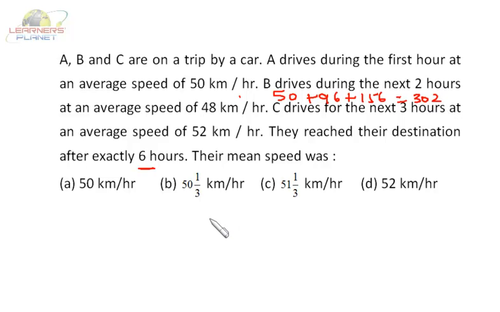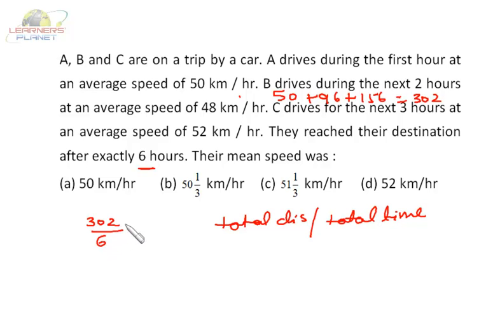Okay. So average speed is total distance by total time. So it's 302 by 6 hours. Okay. So it's 50 point something. And there is only one option. It's actually 152 by 3, or we can say 151 by 3. So it's 151 by 3 kilometer per hour. Okay. I hope you are clear.